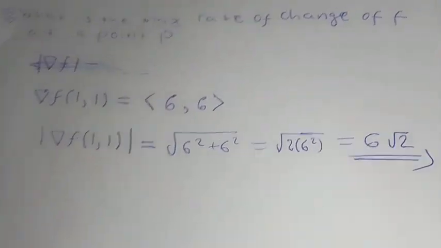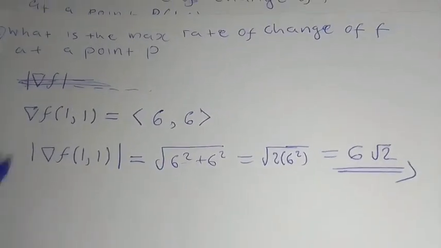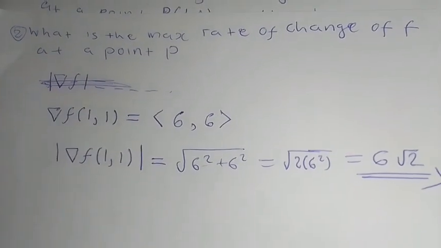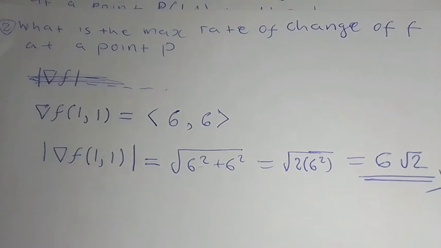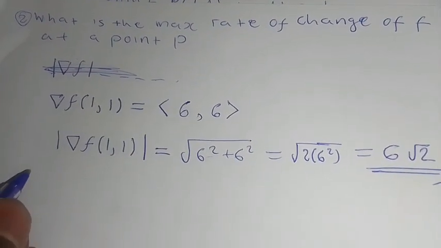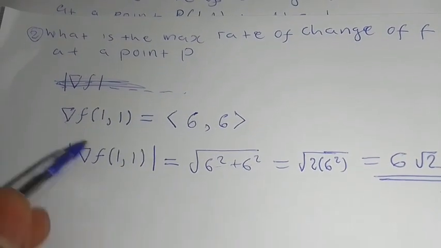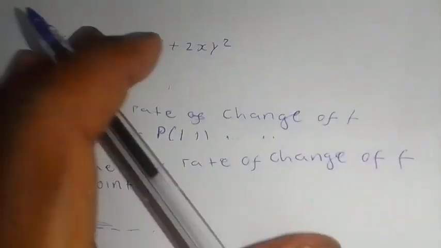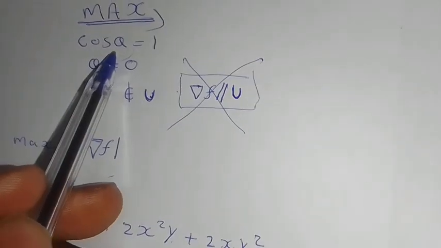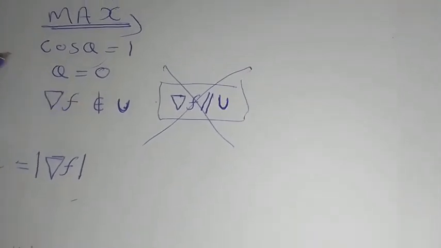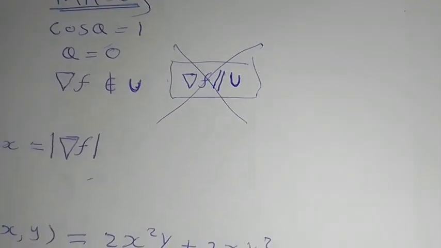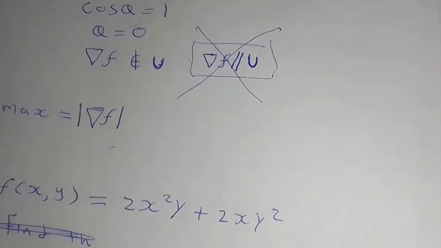And what if they also ask you in what direction the directional derivative will be at its maximum? If they ask that question, just know that the direction will be in the direction of your gradient vector. You can only find the maximum if your unit vector is also in the direction of your gradient vector. That's by definition.